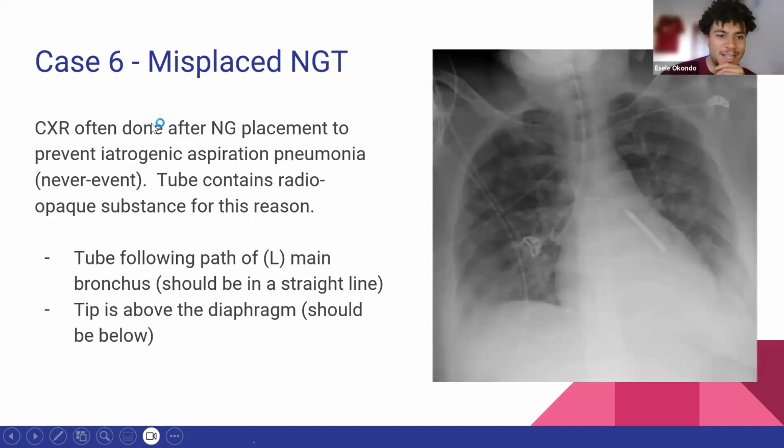Case 6 is a misplaced NG tube, and this is one of the reasons why a chest X-ray is always done after NG tube placement, to prevent iatrogenic aspiration pneumonia, known as a never event. Even though it has happened, and I think a lot of doctors have stories, they know someone who knows someone that this has happened to previously, but it should never happen, and that's why we always do a chest X-ray after this now. So of course, with the NG tube, we want it to go into the stomach. Here it's into the lung.